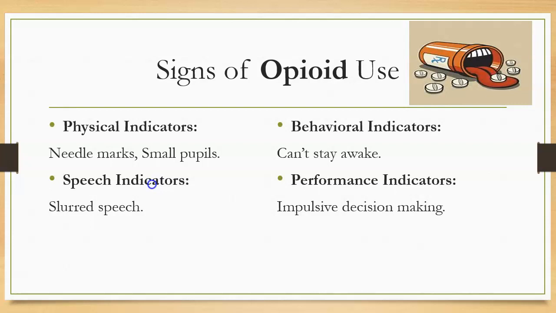And some signs of opioid use would be the physical indicators such as needle marks along the body, small pupils, slurred speech when going along the lines of speech indicators. Some behavioral indicators can be that they can't stay awake. And then when looking for performance indicators in the employee, they may be making impulsive decisions.